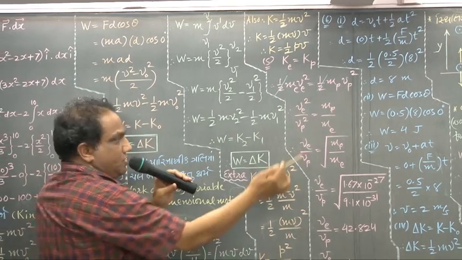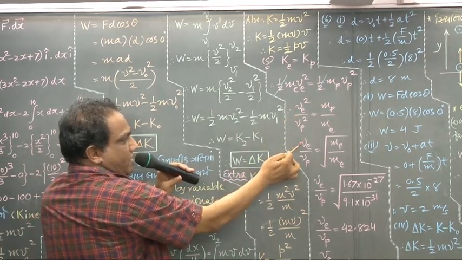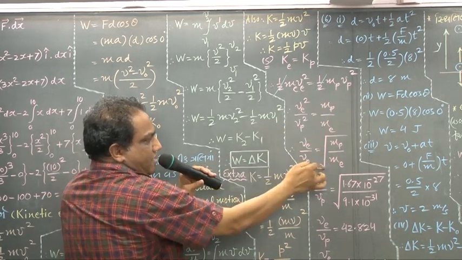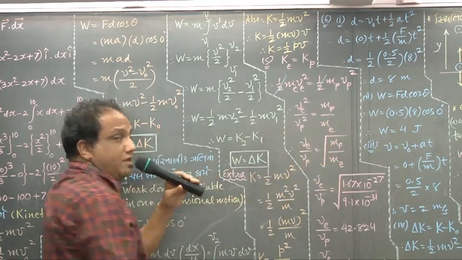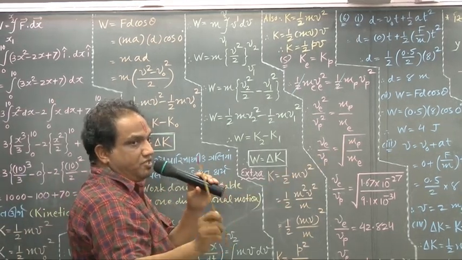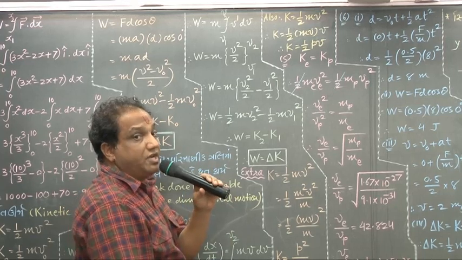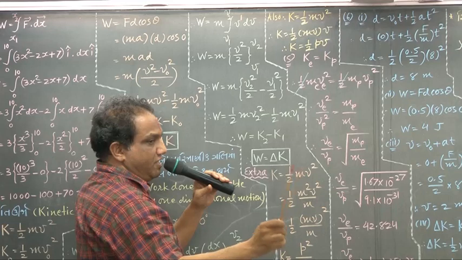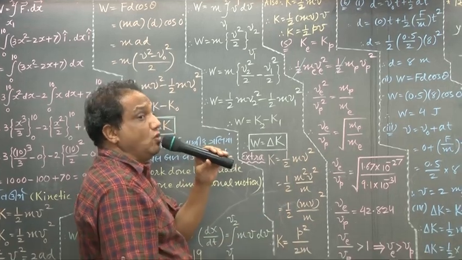Take square root on both the sides. Square root of this gives ve upon vp equals under root of mp upon me. Mass of proton they have given as 1.67 into 10 raised to minus 27 kilogram. Mass of electron is 9.1 into 10 raised to minus 31 kilogram.